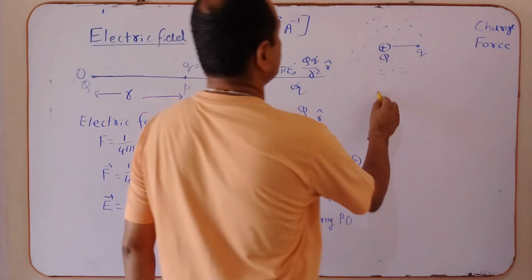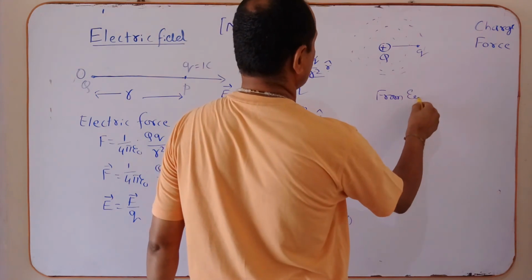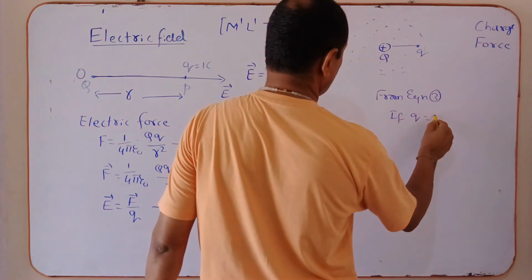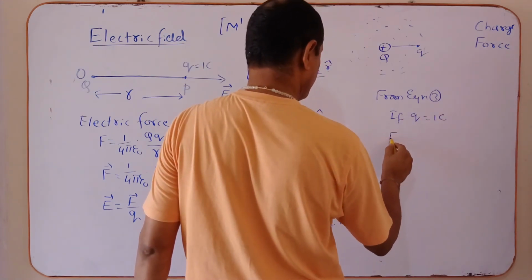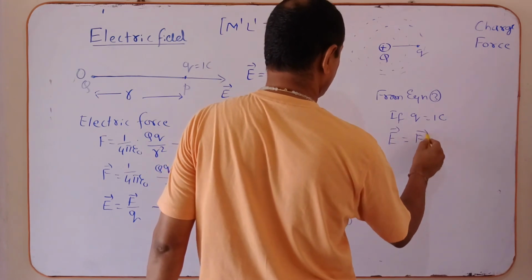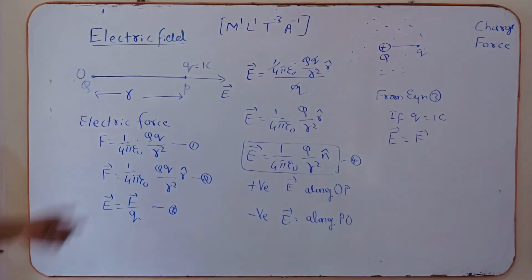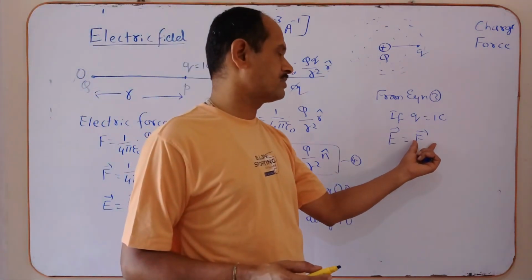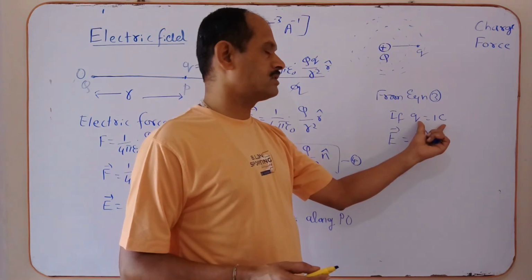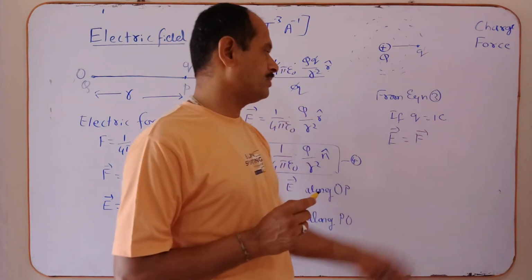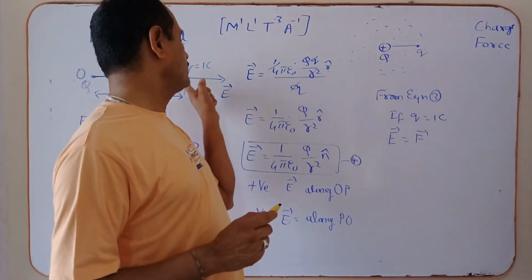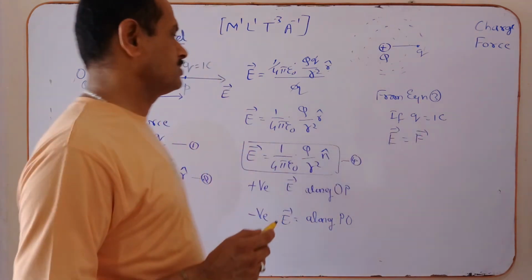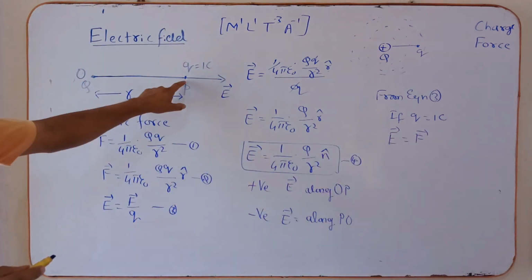Now from equation number 3, how do you define it? If q is equal to 1 Coulomb, at that time vector E is equal to vector F. Now you come to the definition of the electric field. The electric field at a point is defined as the amount of electrostatic force experienced by a unit positive charge when placed at that point. Once again I repeat: the electric field at a point is defined as the amount of electrostatic force experienced by the unit positive charge when placed at that point.